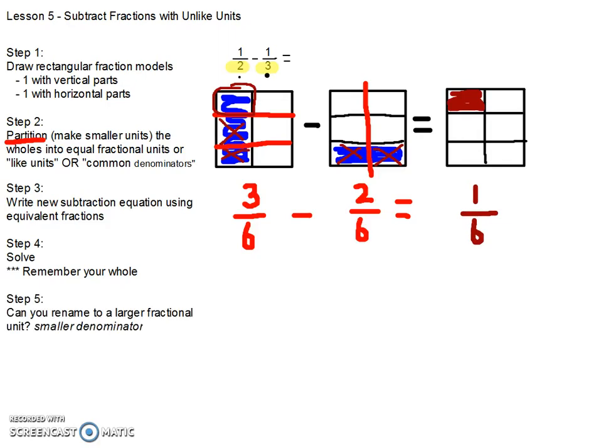Last step is step 5, and you're going to ask yourself, can I rename to a larger fractional unit or make a smaller denominator by removing some lines? In this case, I can't, because if I erase any of these lines, I'm not going to be left with one full colored in unit. And in order for that to work, you have to have a full colored in unit. But here I just have one, so I cannot rename my fraction to a smaller denominator or larger fractional unit. So my answer here is 1/2 minus 1/3 is equal to 1/6.